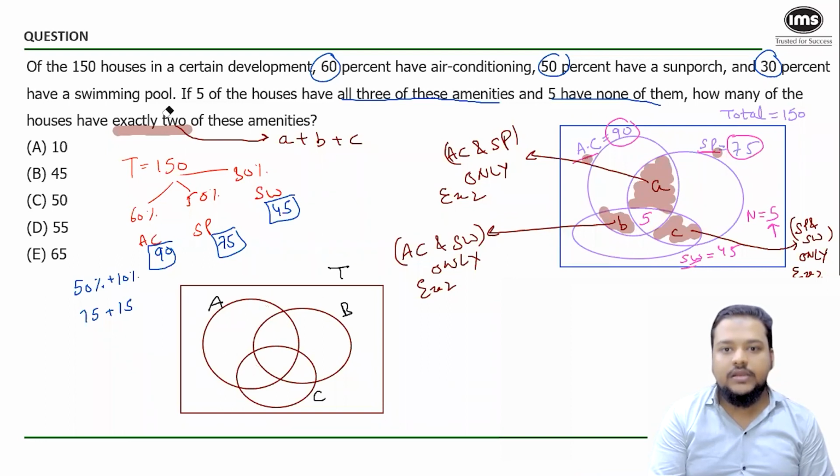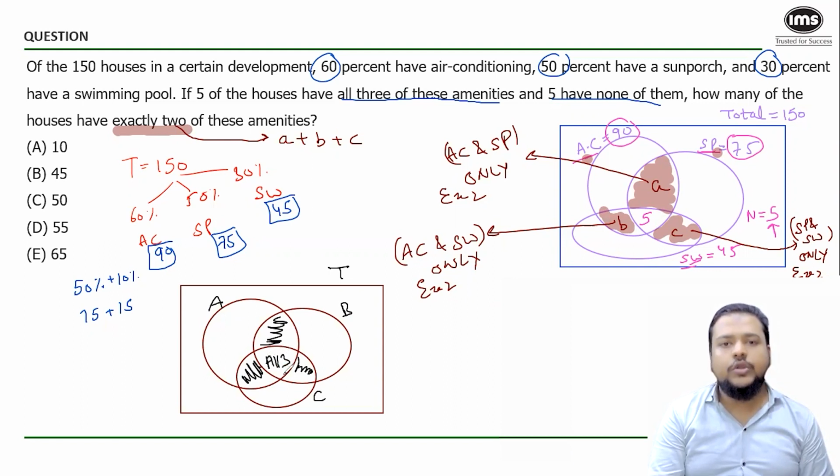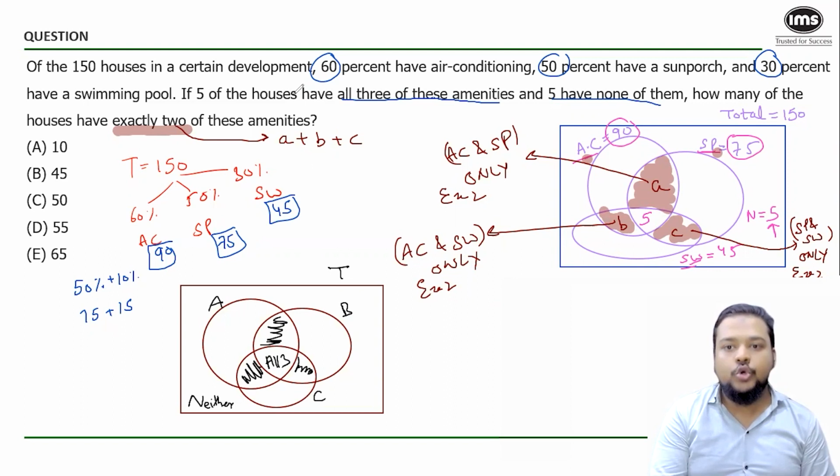Now let me quickly name the other parts also. These are nothing but, if we add them, they will be exactly 2, right? And this part that is in the middle, that is nothing but all three, or you can write exactly 3. And the part outside the circles, inside the rectangle, is nothing but neither. So now I will show you a formula: total minus neither equals A plus B plus C minus exactly 2 minus 2 times exactly 3, or you can write 2 times all three, one at the same time, right?